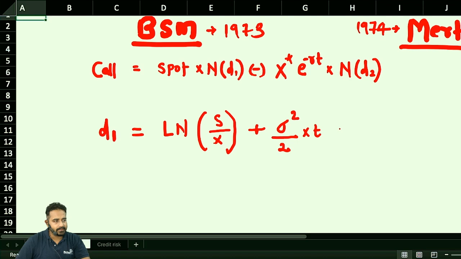Plus risk-free rate of return. So there is a concept of risk neutrality that we bring in. But again, we'll not get into technicalities, but just look at the formula first. So risk-free rate of return, again, adjusted for the time period, right?